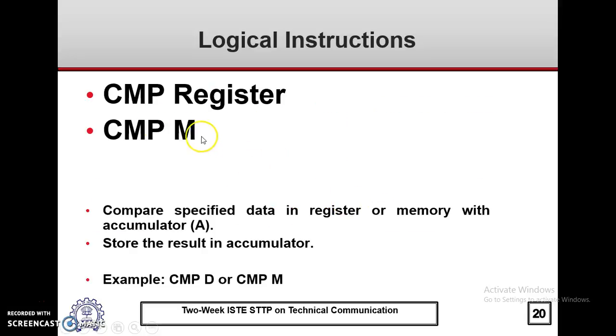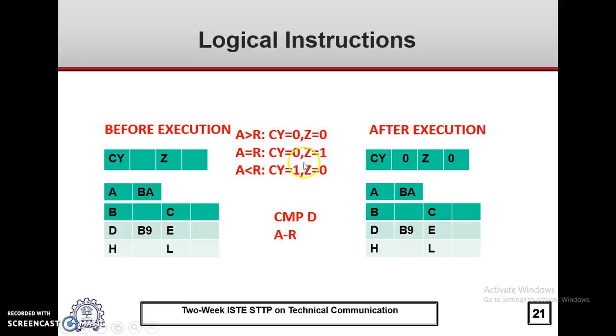Now this instruction is the compare instruction. CMP register: the content of the register is compared with the content of the accumulator, and the result is stored in the accumulator. Now see here, CMP B, this content is now compared with the accumulator. Now before this instruction, let's see this one.